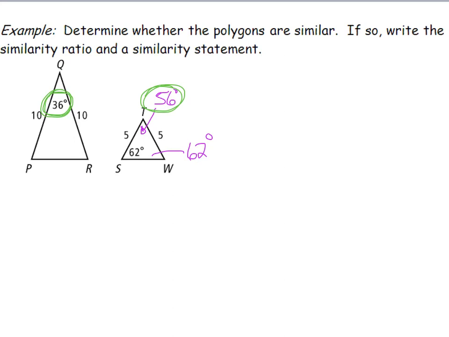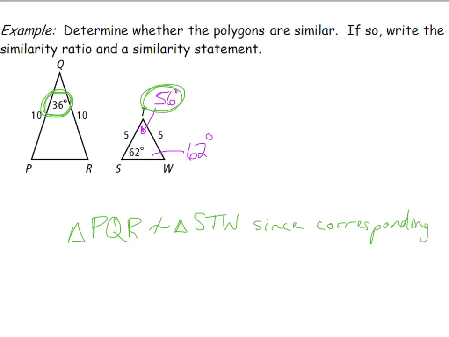We would say no. So at some point in time on this paper or note, you would want to say that triangle PQR is not similar to triangle STW since corresponding angles are not congruent. Not congruent. There we go. And that should be enough of an explanation.